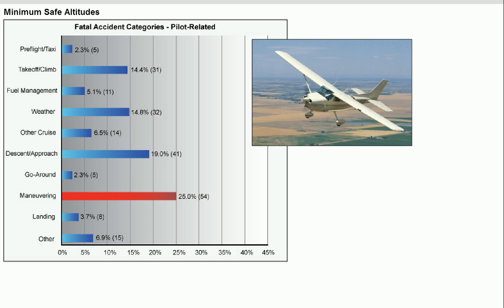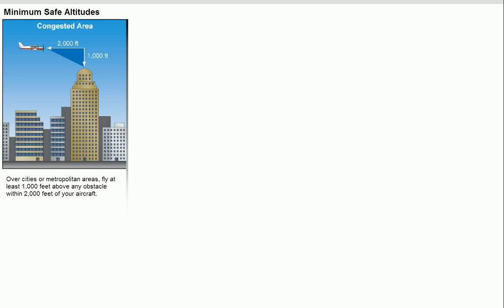For these reasons, the FAR specify minimum altitudes that you must maintain at all times during a flight, except during takeoffs and landings. Keep in mind that these altitudes are minimums. A higher altitude will give you more time to troubleshoot any problems and choose a better landing site in the event of an engine failure. Over a congested area, you're required to fly at least 1,000 feet above any obstacle within a horizontal radius of 2,000 feet of your aircraft.